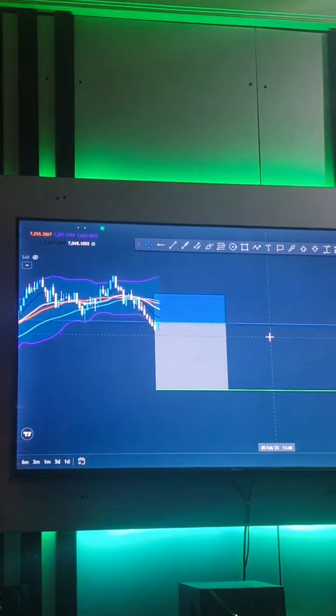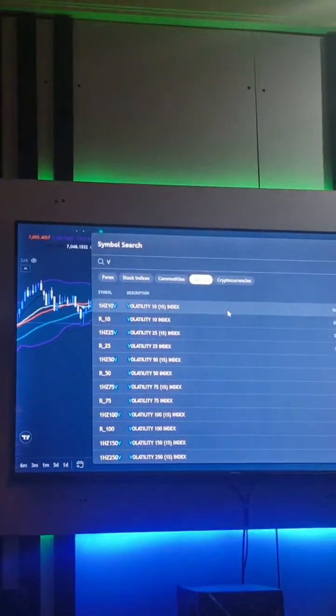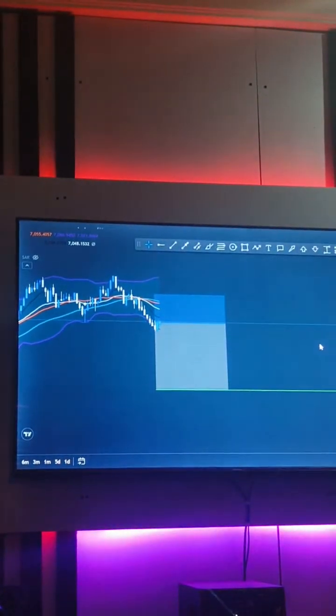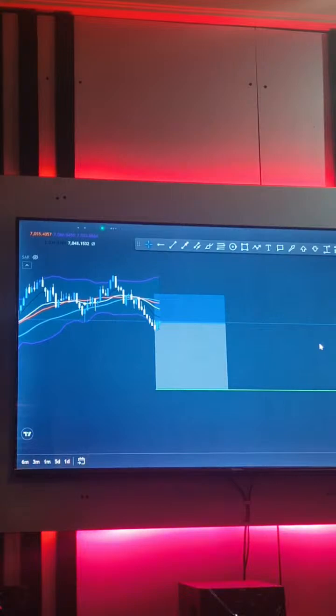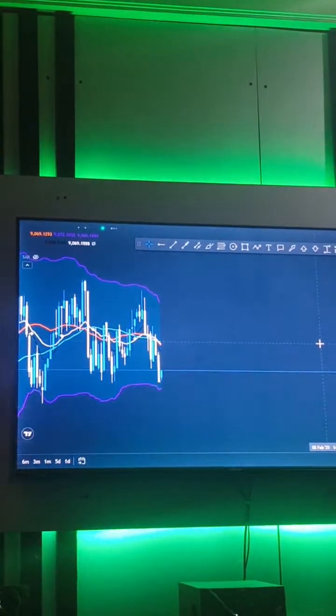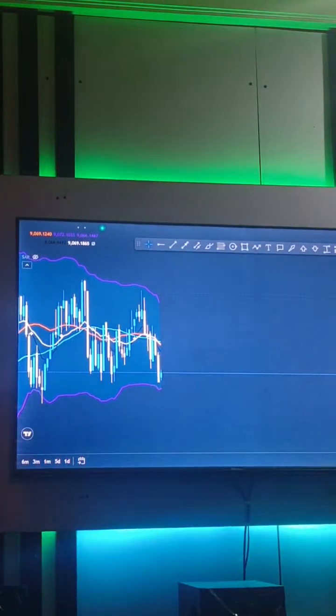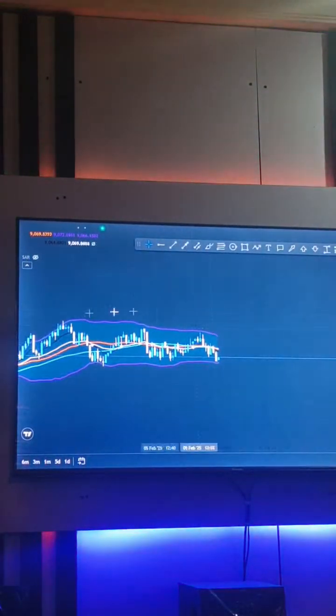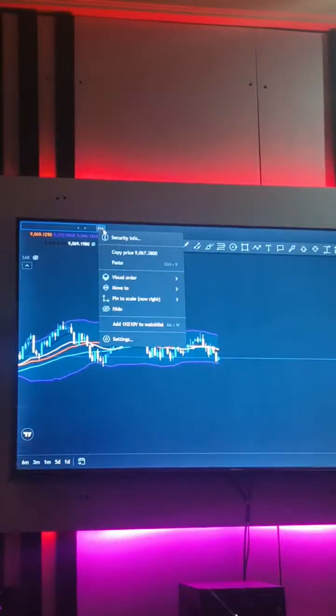Let's do another one again. Let's check that V10. I think that V10 is about to click. Now this strategy, like I said, is very good. That does not mean that there are no losses. So don't think that there are no losses. There are losses.